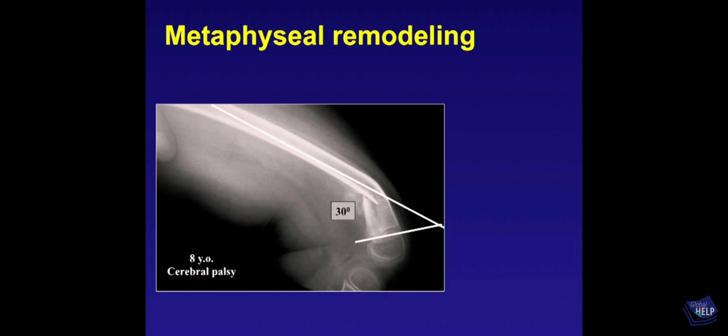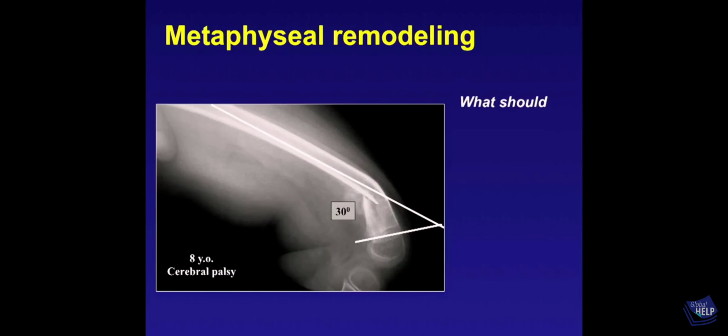What should that diaphyseal physeal angle be? Less than 10? No, it should be at 90 degrees. No, you should be perpendicular. Yeah, it should be perpendicular. Yeah, less than 10 degrees of angulation. That's right. That's correct. So what should the degree of angle be?